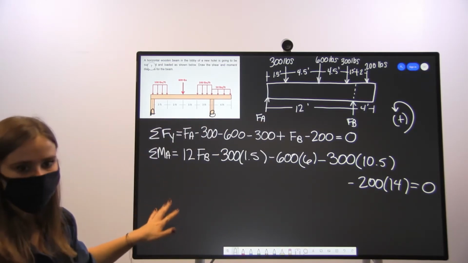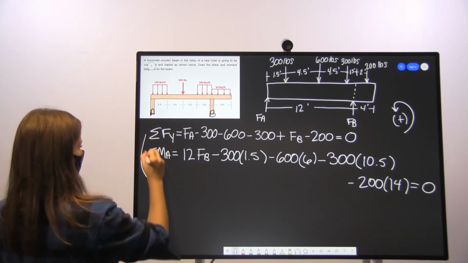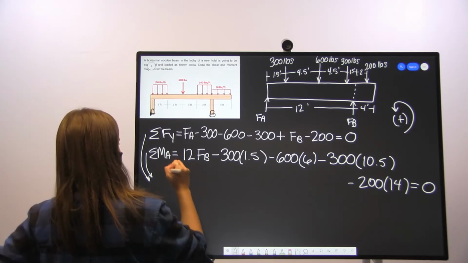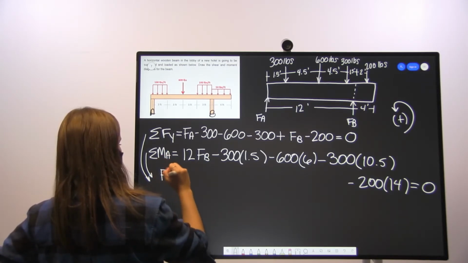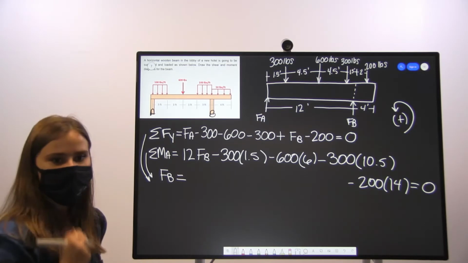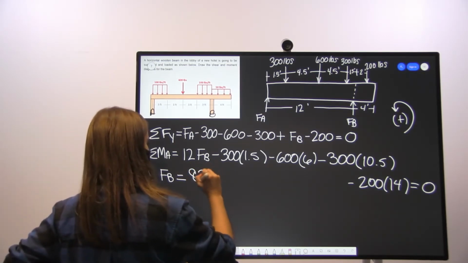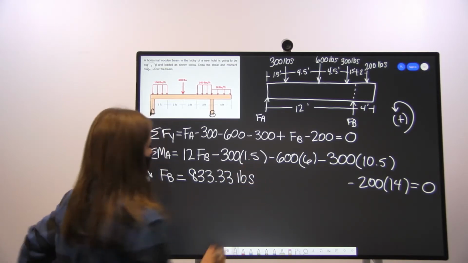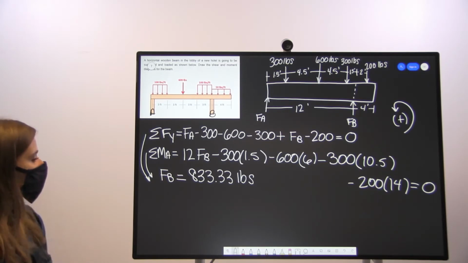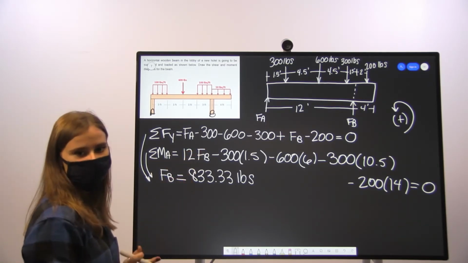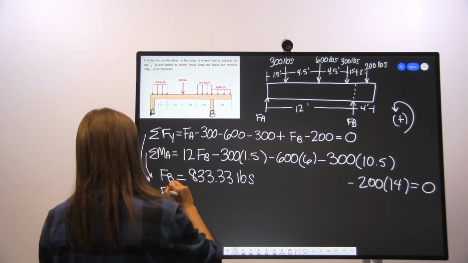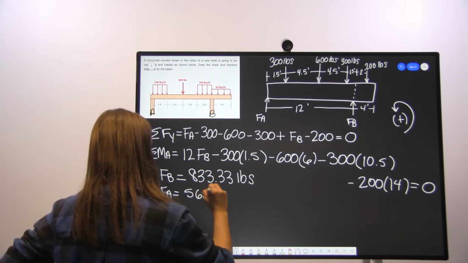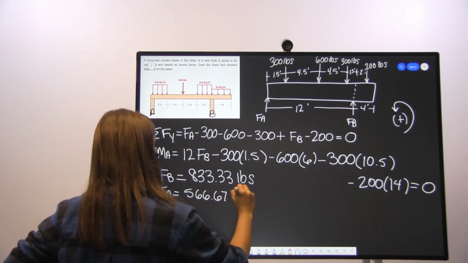So we can take this and use Wolfram. You can do it yourself, however you like to do it. But this moment equation is going to give us that force B is equal to 833.33 pounds. And then we can take that force and plug it back into our equilibrium equation for the forces in the y direction to get F A is equal to 566.67 pounds.